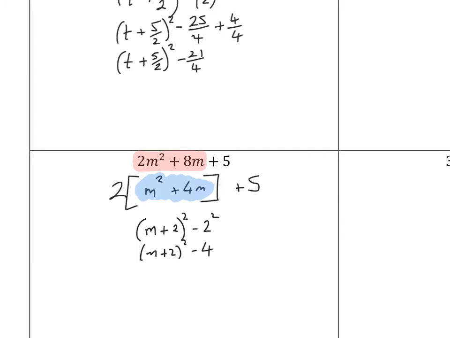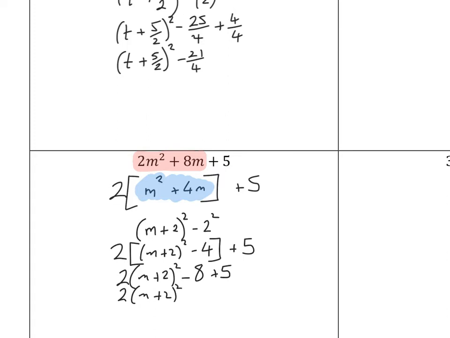So that gives me the blue bit. Then I'm going to multiply it by 2 and add 5 at the end. So I get 2 lots of m add 2 squared. Take away 2 times 4 is 8, plus that 5, and just simplify that to 2 lots of m plus 2 squared minus 3. Minus 8 plus 5 is minus 3.